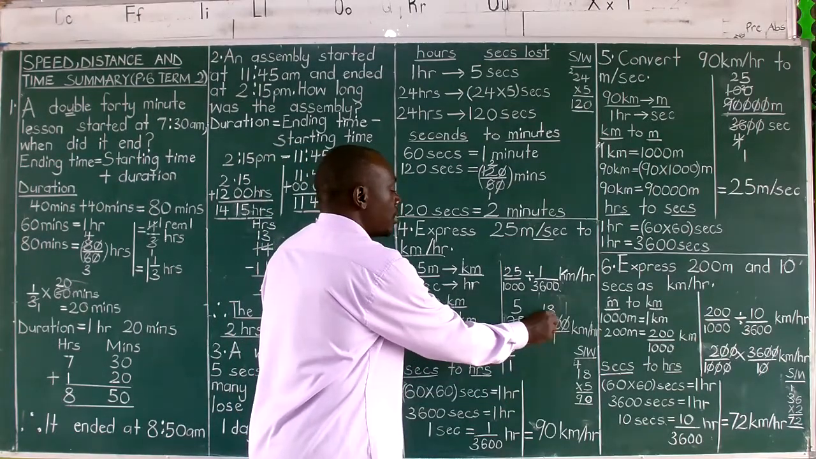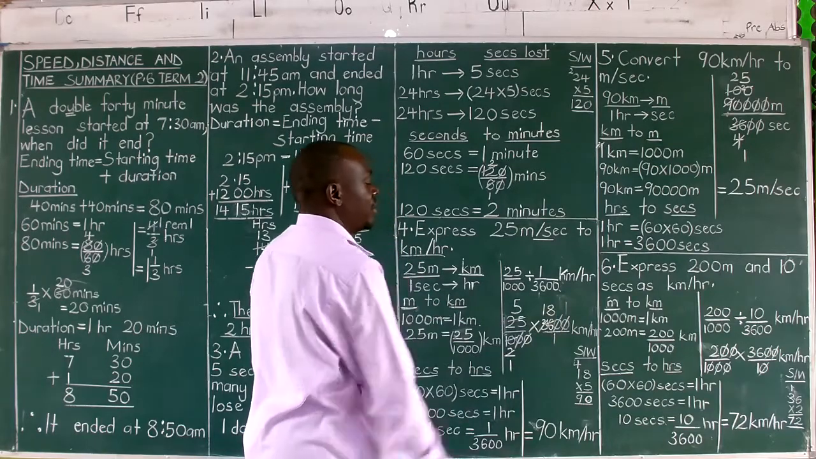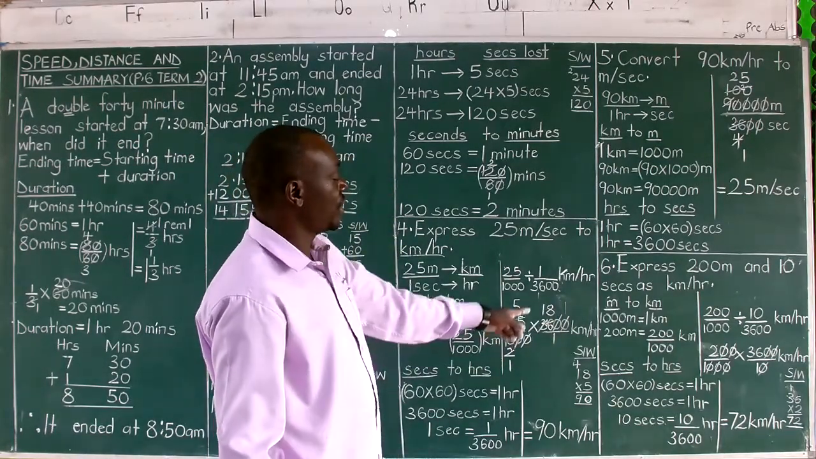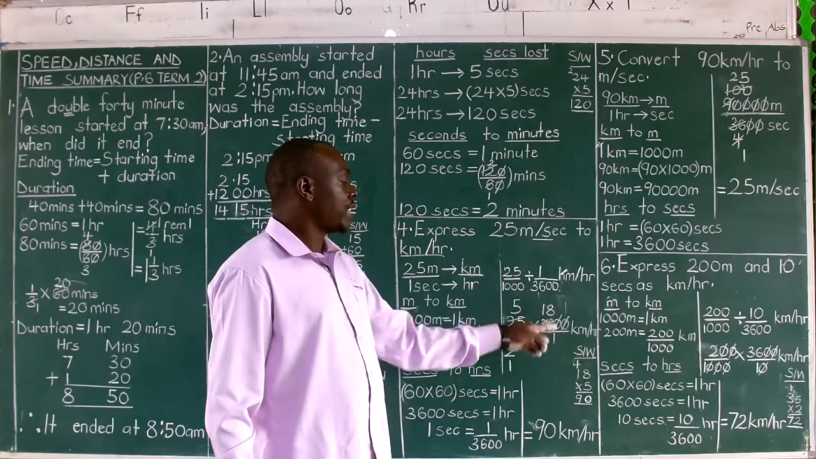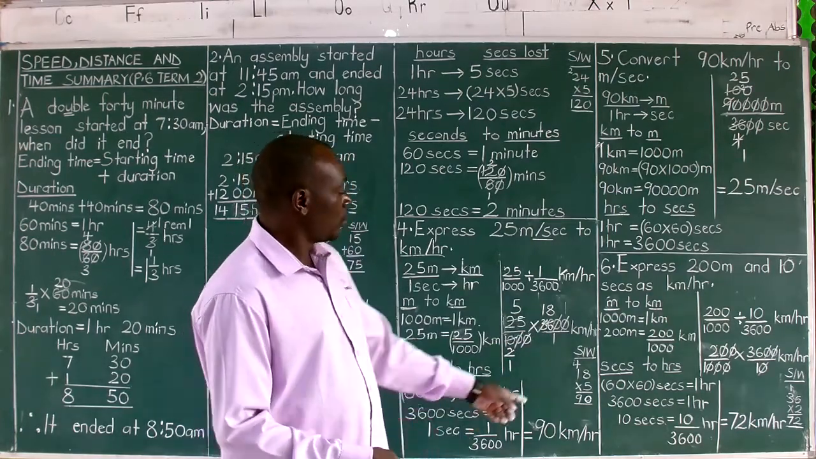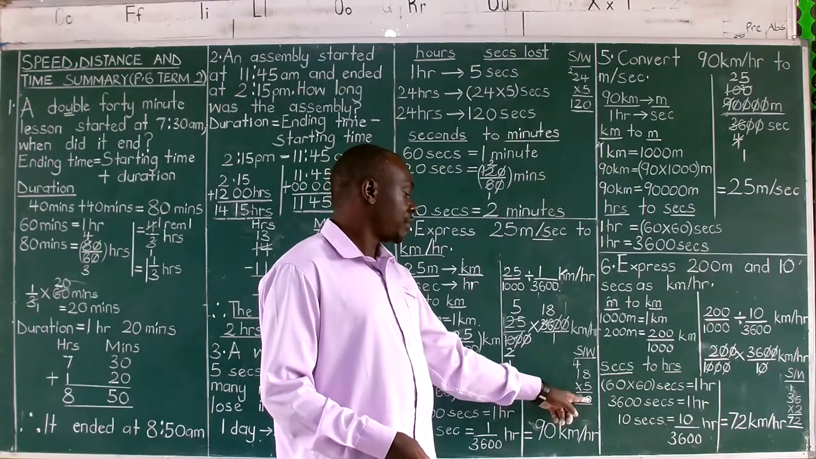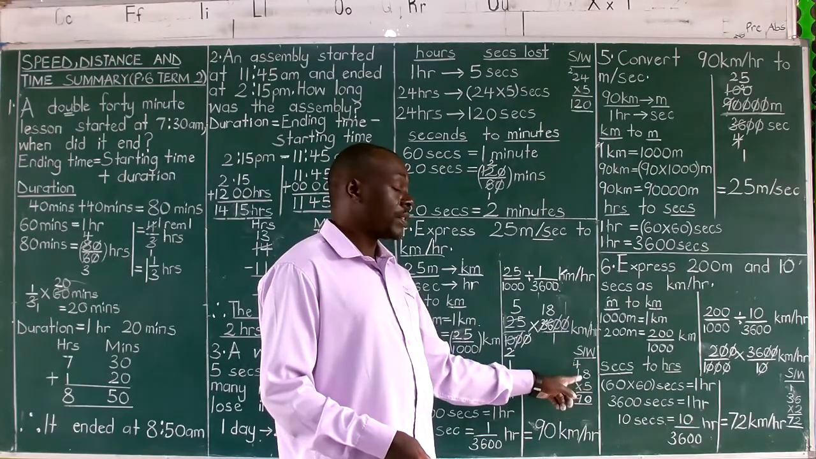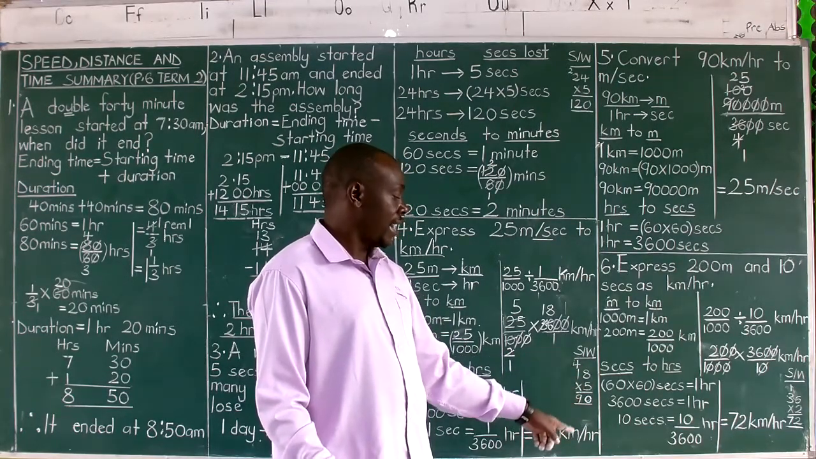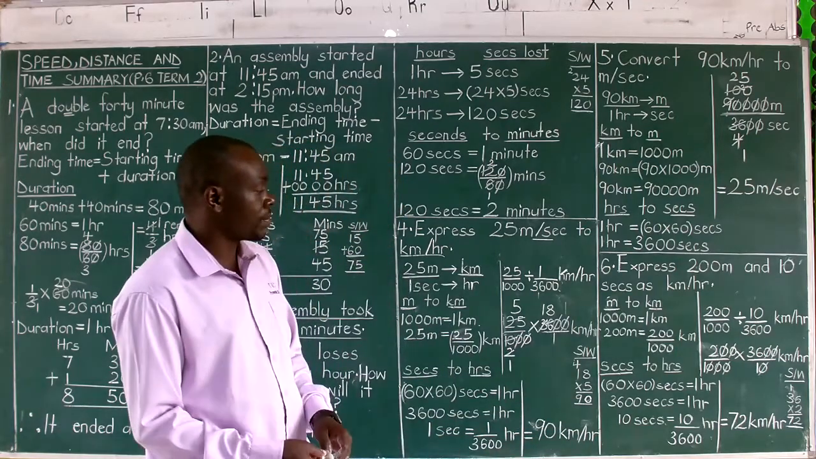3 divided by 2, 1, remainder 1. 16 divided by 2, get 8. So that's 36 divided by 2, get 18. So we're left with 5 times 18, which you multiply vertically and get 5 times 8 is 40, write 0, carry 4. 5 times 1 is 5 plus 4, you get 9, thereby getting 90 kilometers per hour.